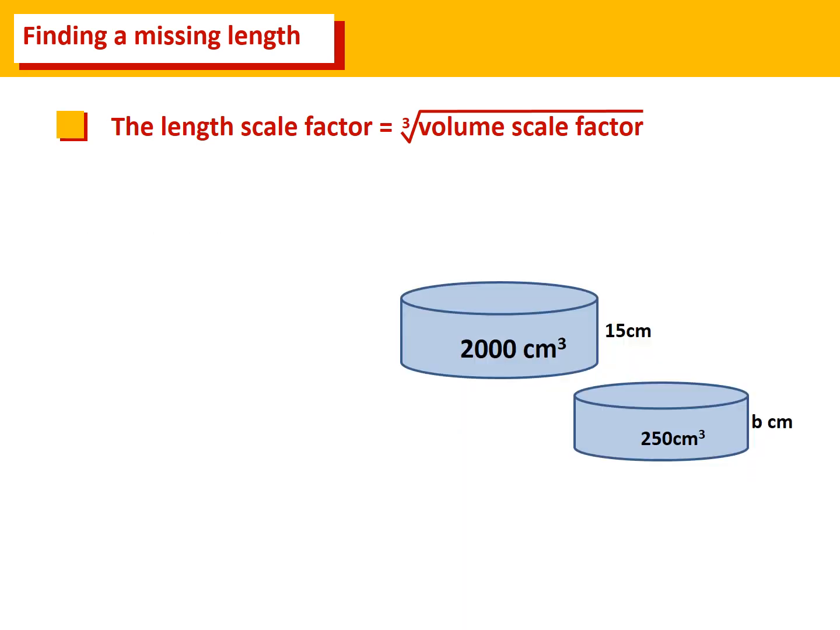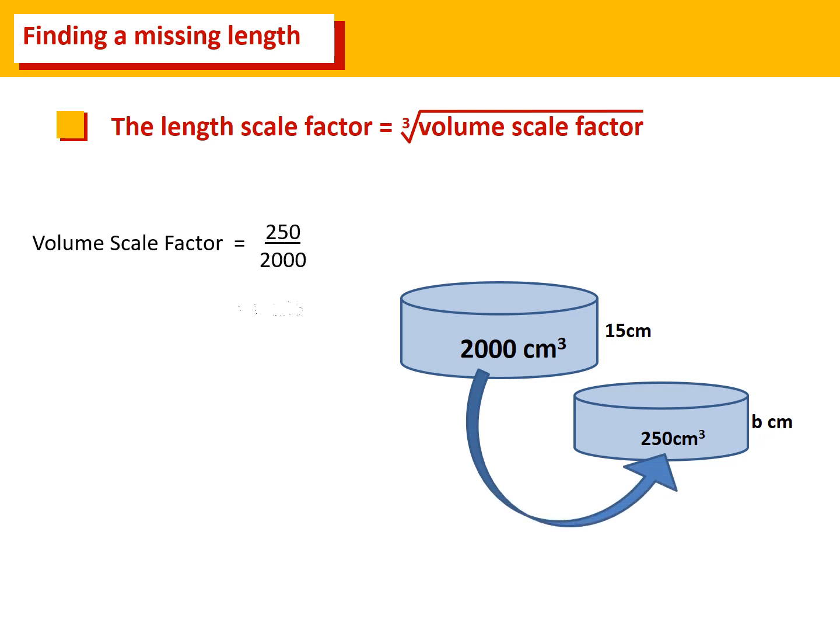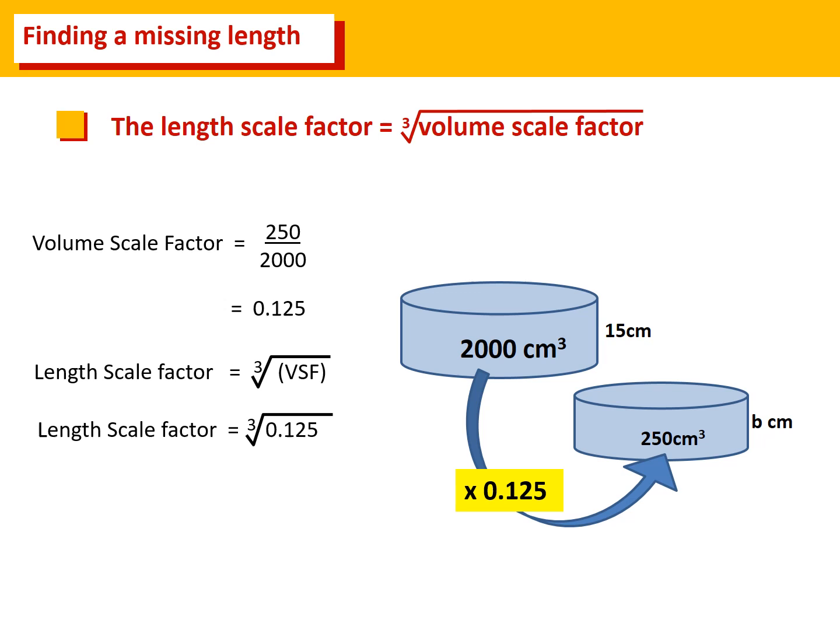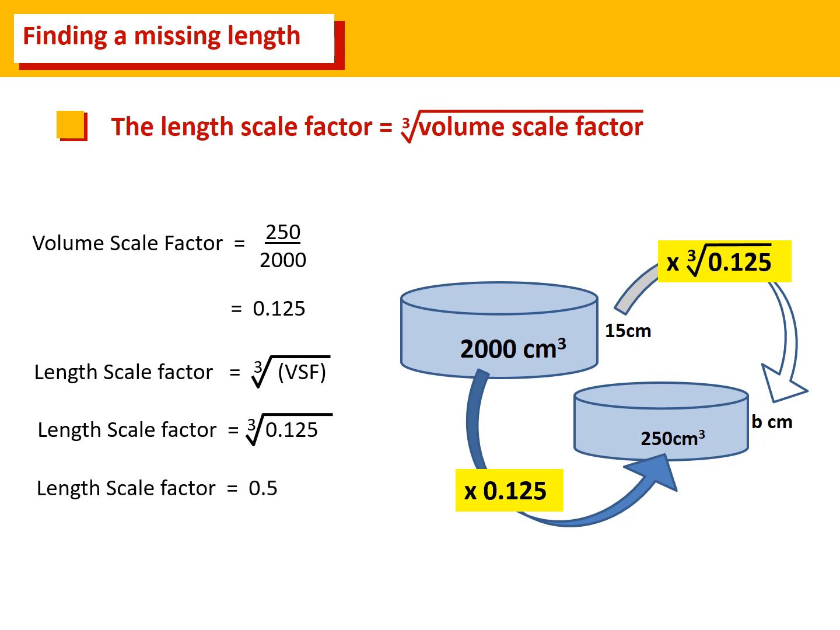Once again, doesn't matter what the shape is, volume scale factor from 2000 down to 250. 250 divided by 2000 is 1/8 or 0.125. We want the cube root of that, and the cube root of 1/8, the cube root of 0.125, that is going to be a half. So the lengths are 15 times by a half, and that will be 7.5.